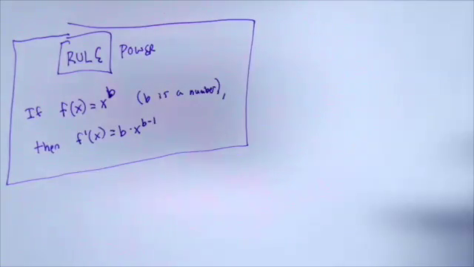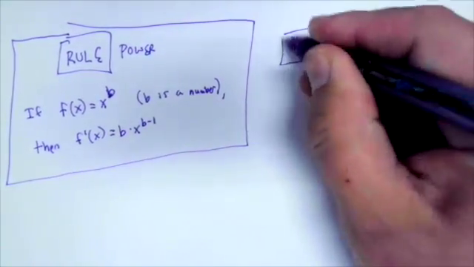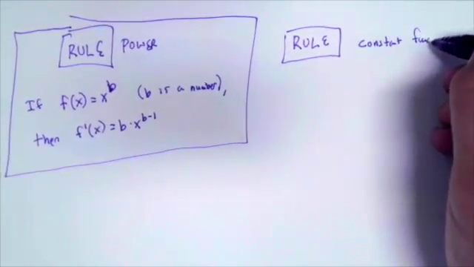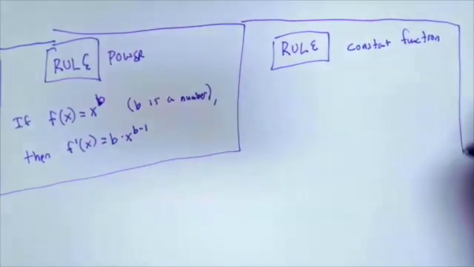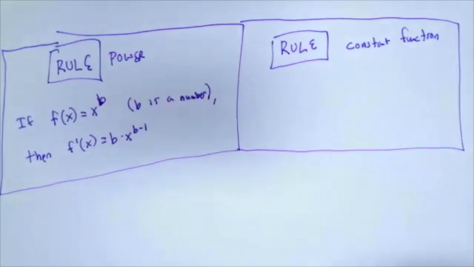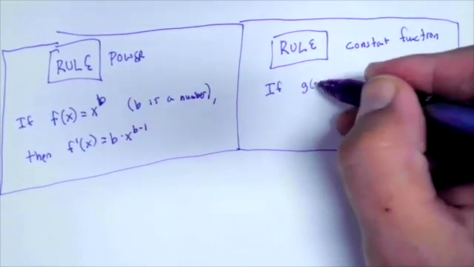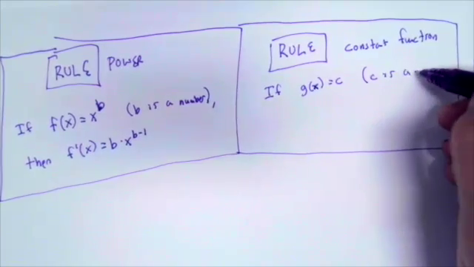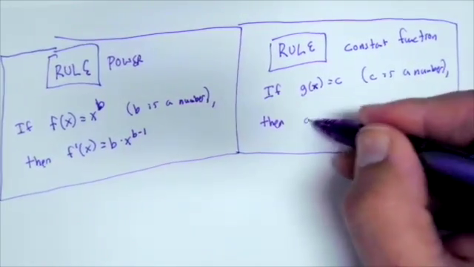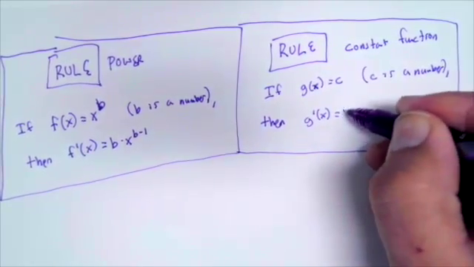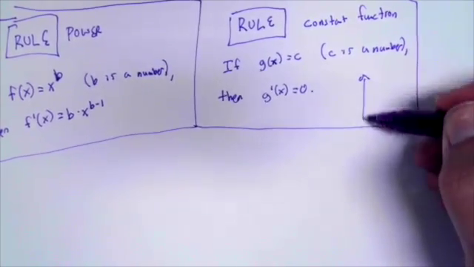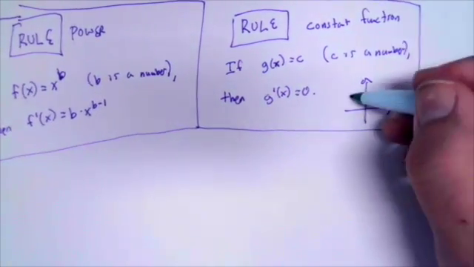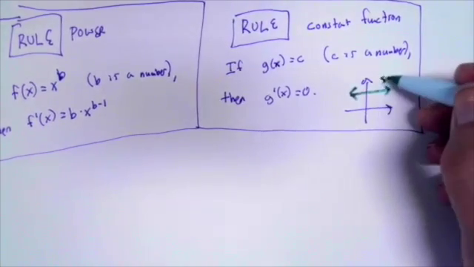Another rule that we saw previously that's really important is about constant functions. So if you have a constant function, which is a function that only takes on the same value all the time, so if g of x is equal to c, where c is a number, then g prime of x is always equal to 0. And that one we actually had some justification for, because if we have a constant function, that is a flat horizontal line. So the slope is 0.